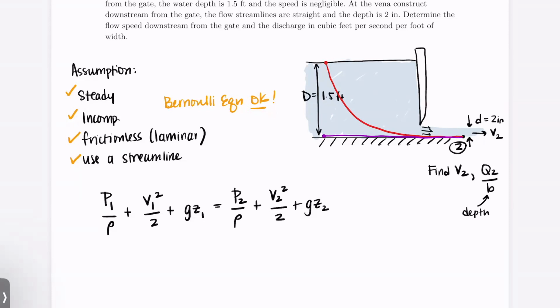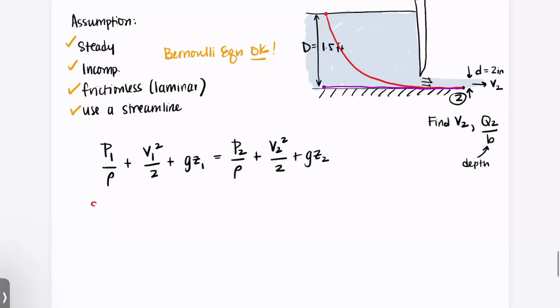Okay. So let's do streamline choice number 1. All right. Okay, so for streamline choice one, we have P1 is going to be P atmosphere. Right? And we have divided by density. We're going to assume our velocity at the top is 0 again. And then plus we have g times Z1 and Z1 is D. Yes?